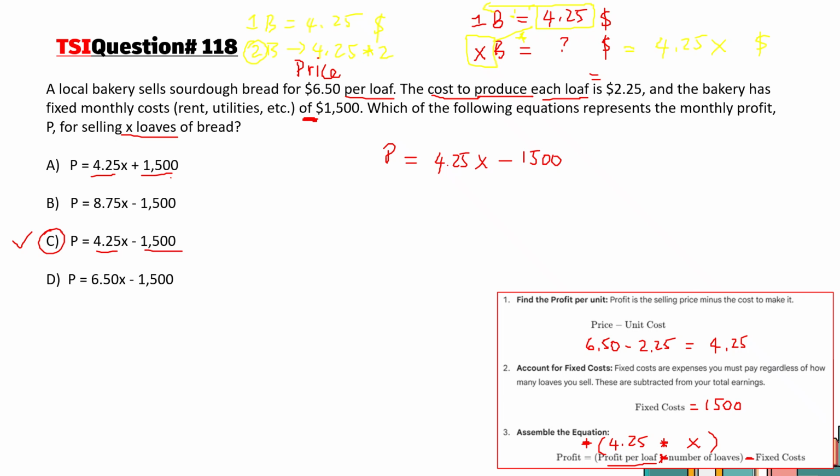Okay, so go back to answer choices. And you see that you will have 4.25, so B and C, you automatically eliminate. Now go back to adding or subtracting. We're talking about the fixed cost, which means you lose your money. Losing is always minus. So that's why we choose C.